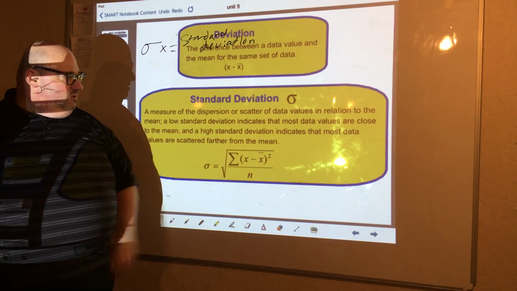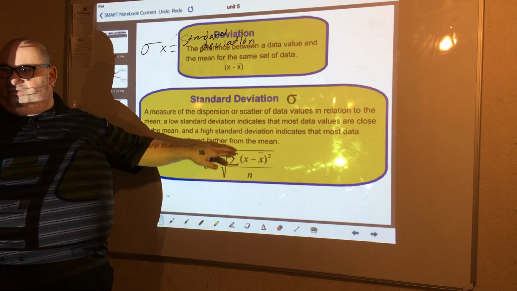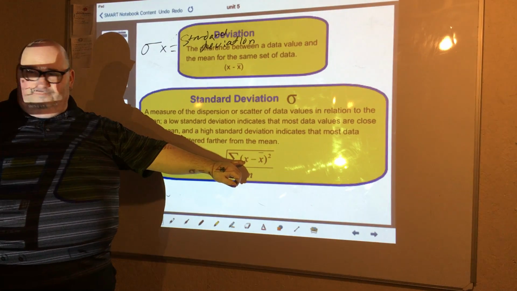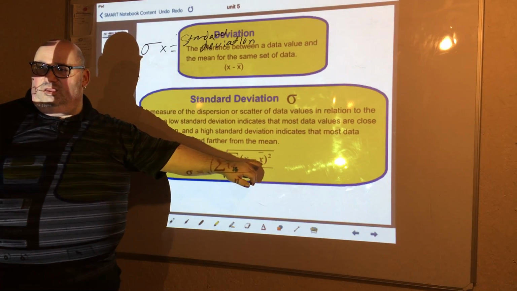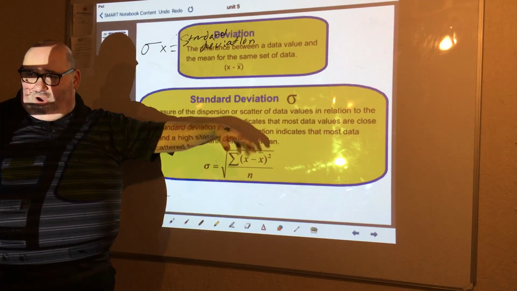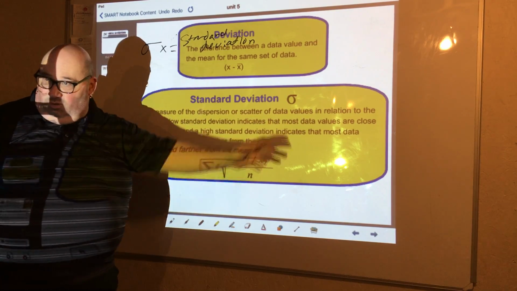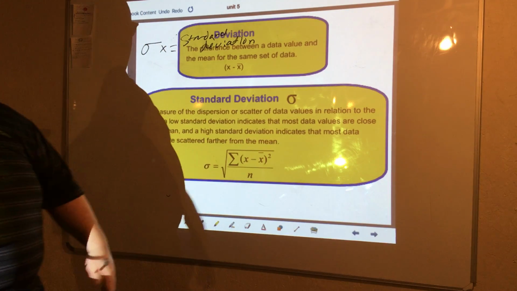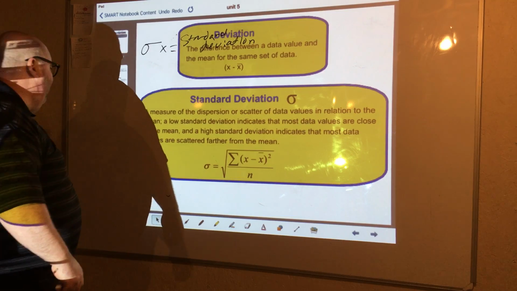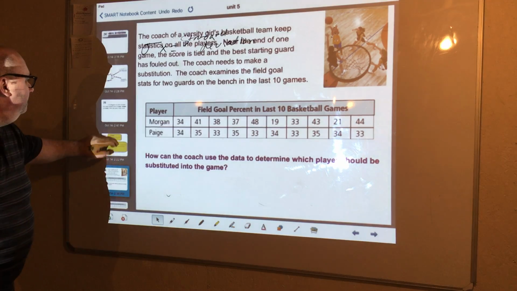square root of, now here we have this sigma again, the added up values of each term in our data, minus the mean, and then squared. It adds up all of those, then divides by however many there were, then takes the square root. So we're going to look at an example of this, and I'll show you why we use our calculator in a moment. All right, let's jump to the next slide.